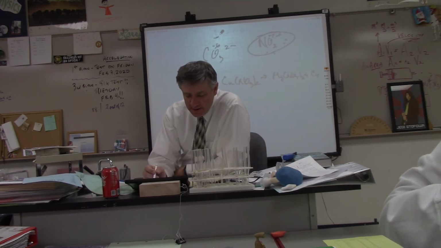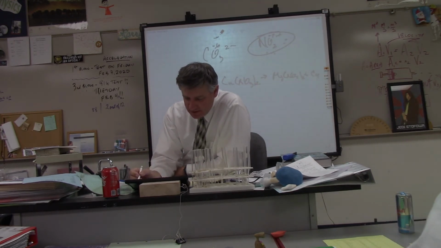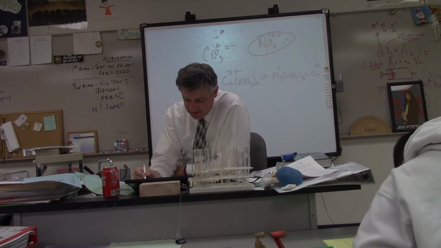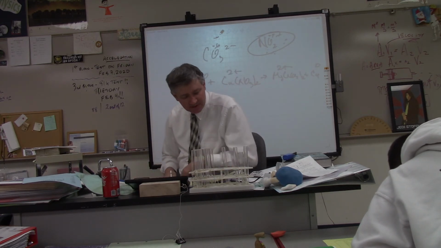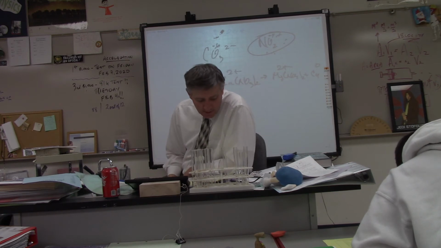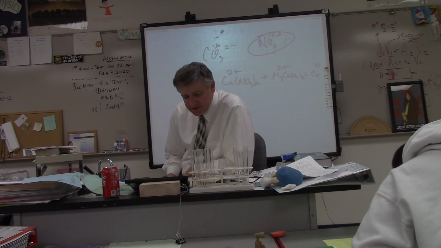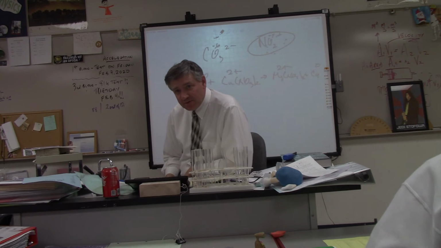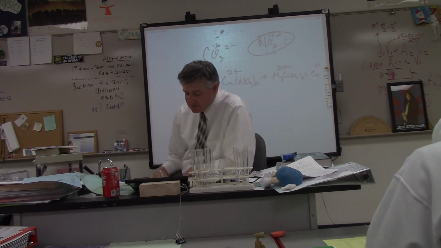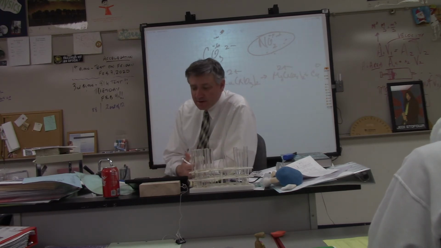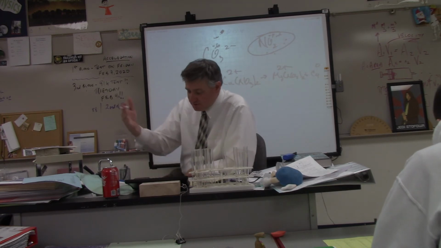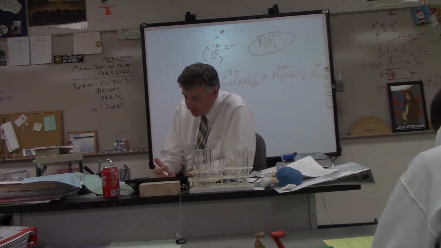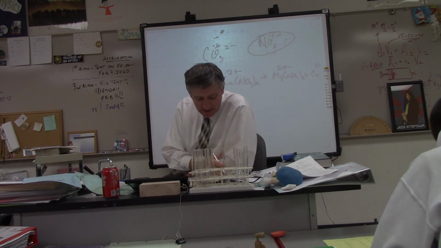So here's what's going to happen. Magnesium is 0, copper is 0, copper is 2 plus, magnesium is 2 plus. So which element is reduced? Copper. Copper is reduced. Why? Because it gained electrons. It went from 2 plus to 0, so it gained 2 electrons. Then the magnesium went from 0 to 2 plus, so it lost electrons. So the copper is the element that's reduced, the magnesium is the element that's oxidized.